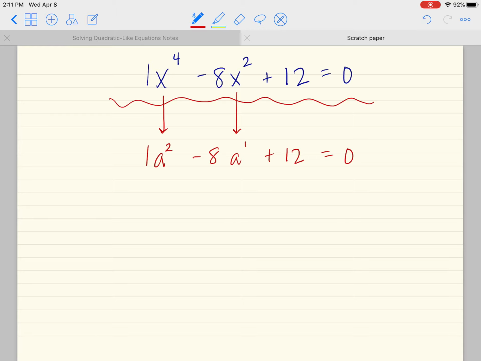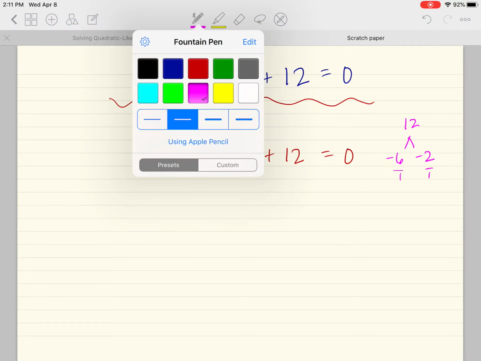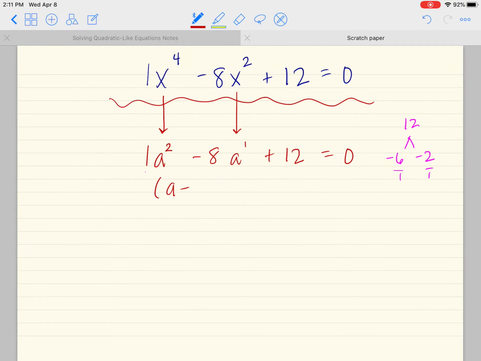Now, I don't want to change my coefficients. I don't want to change my constant or the fact that it's equal to 0, but what I want is the comparable quadratic, right? If this was a quadratic equation with the same coefficients and constant, what would it look like? Okay, so this is what it would look like. X to the fourth becomes an a squared, and x squared becomes an a to the first. All right, hopefully you're with me so far. Now I want to substitute these variables out and make this a quadratic because I know how to solve this quadratic.